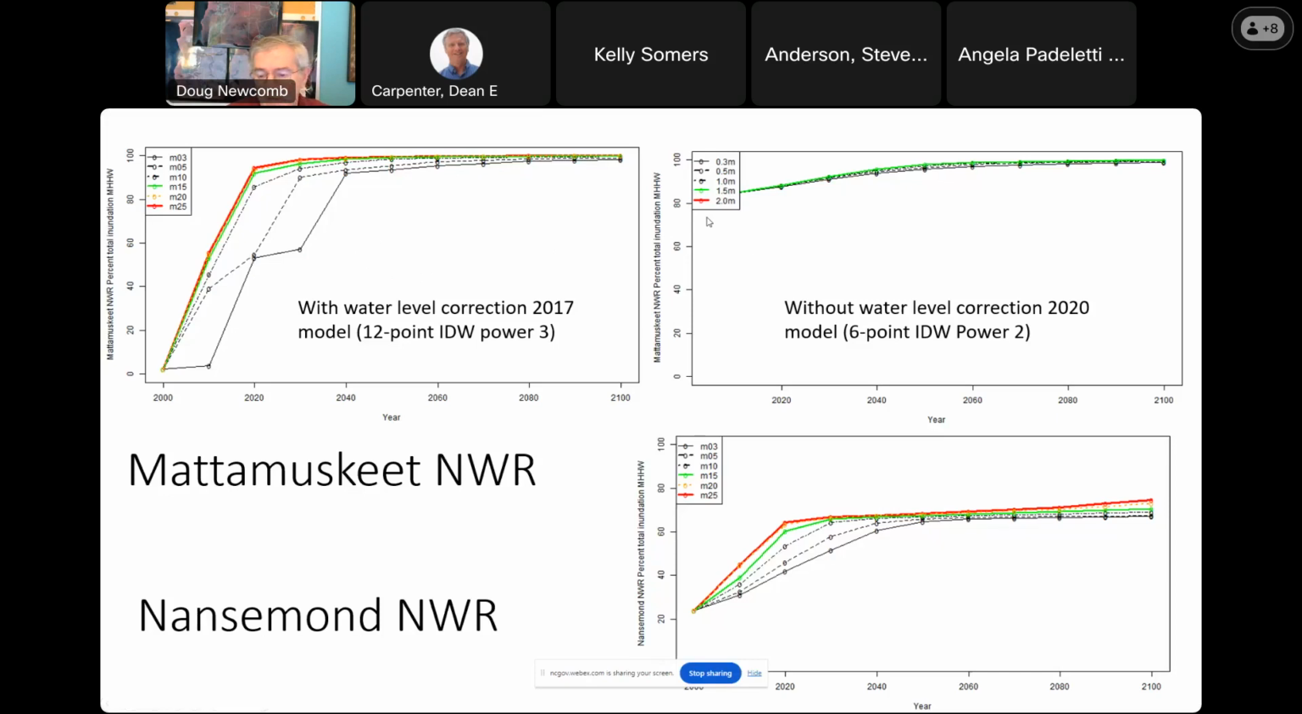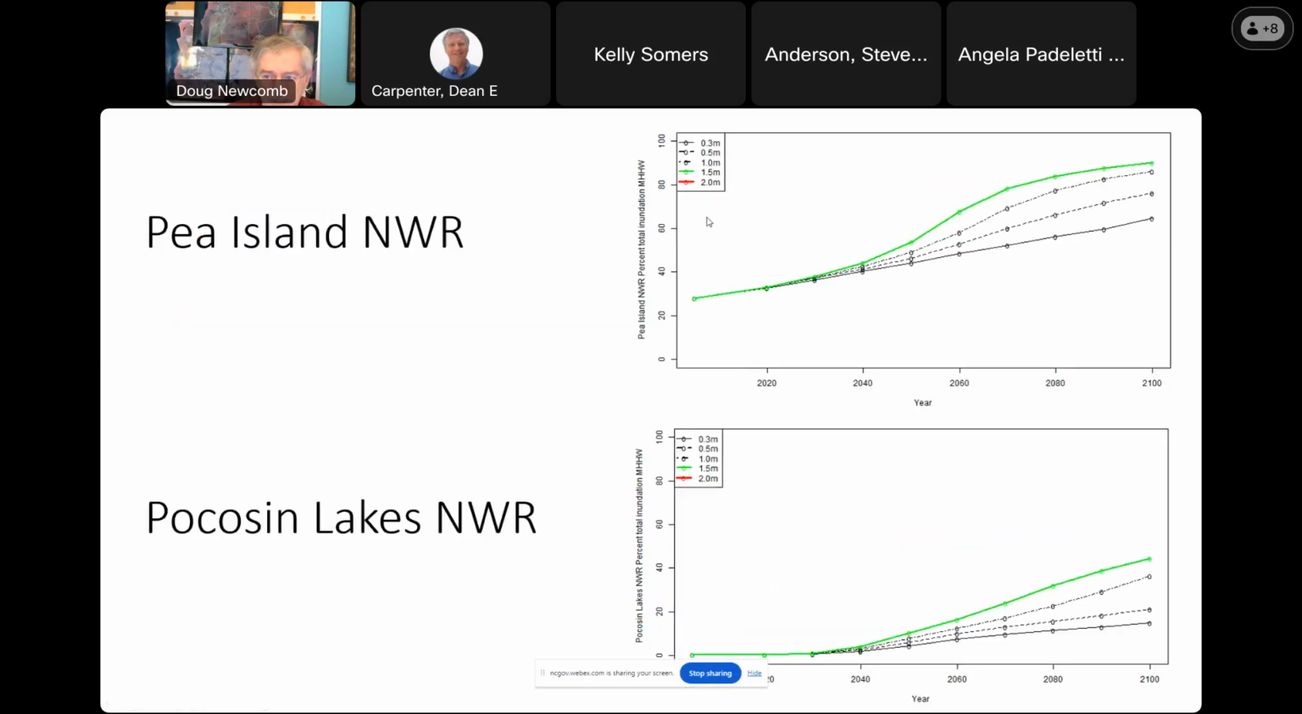This is Nansemond National Wildlife Refuge, that's up in Virginia. Pea Island National Wildlife Refuge has some high dunes. Remember, this is a bathtub model. So those sand dunes that are high up on Pea Island are still going to be sticking up under the model, but in reality, the sand structure is going to start flattening out as the water comes up. And Pocosin Lakes is a little bit higher, so it will be impacted later, and then impacted to varying degrees depending on which model turns out to be the most correct.